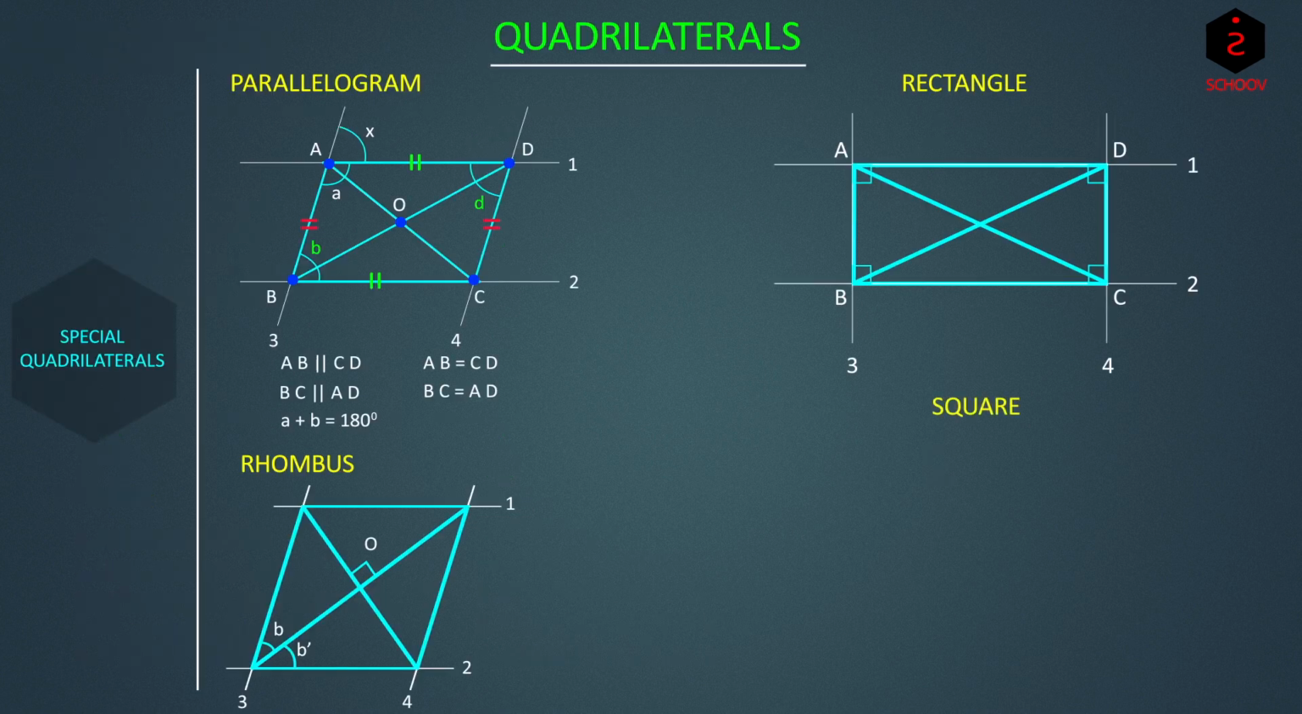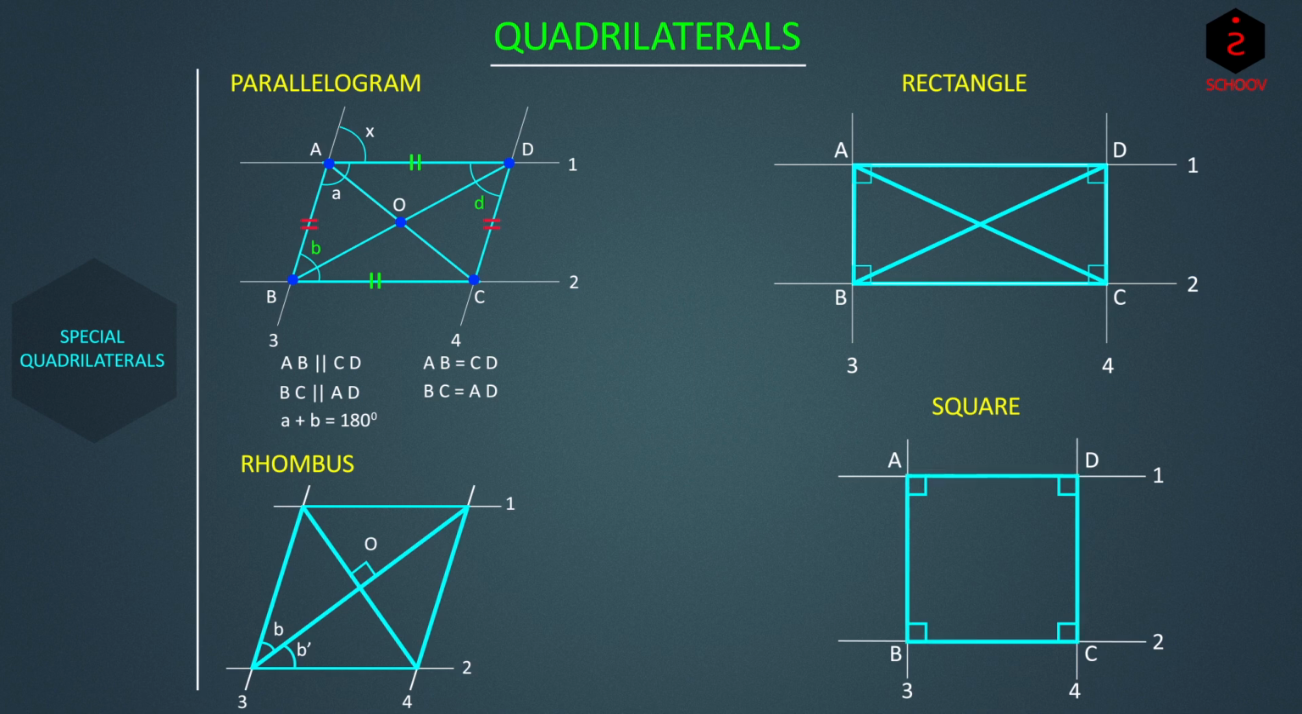All sides are equal and angles are 90. We draw 3 and 4 perpendicular to 1 and 2 such that the distance between them is equal to the distance between 1 and 2, and we get a square. We can measure and verify that diagonals are equal and they bisect each other at 90 degrees. So OA is equal to OC and angle O is 90. And the diagonals bisect the angles, so A and A' are equal.